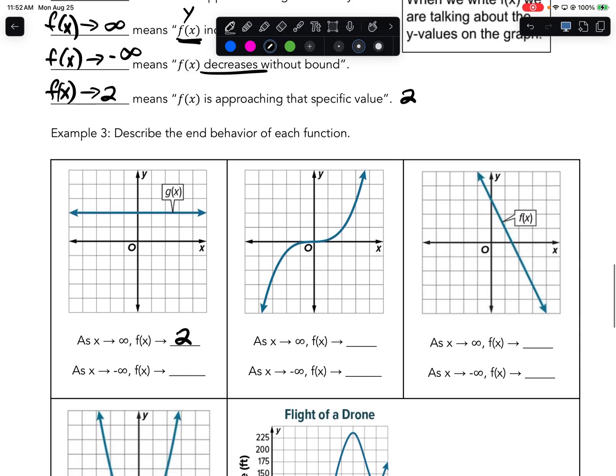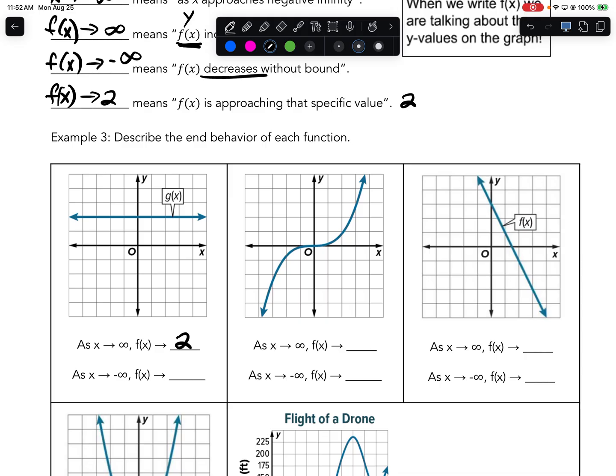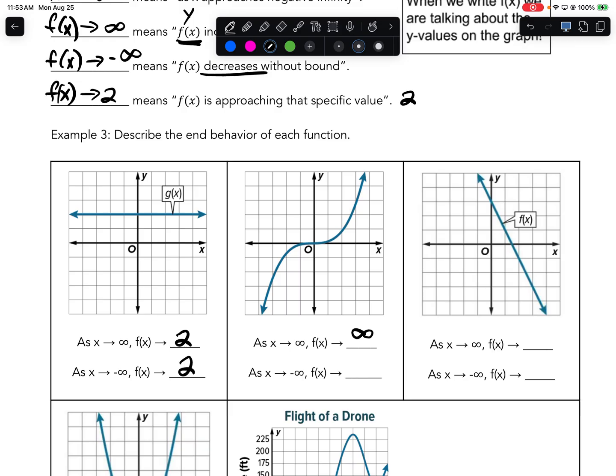Totally, I saw it. Okay, as x approaches negative infinity, so as x is going this direction, what's y doing? Same thing, right? 2. Okay, so here, as x goes to infinity, it's going up forever in that direction. What's y doing? Infinity, yes. Y is going up forever as well. So as x goes to negative infinity, so as x is going this way, y is going down forever, right? So negative infinity.